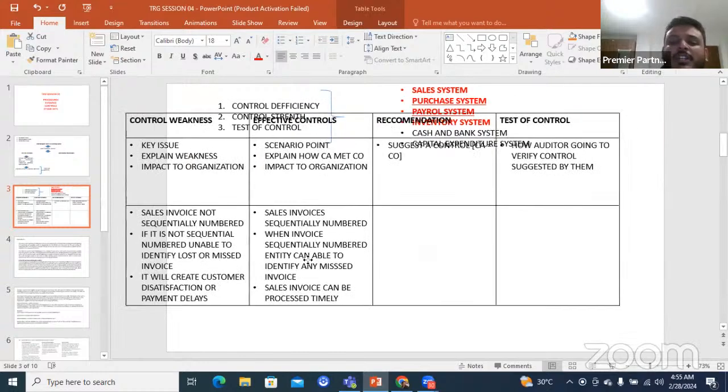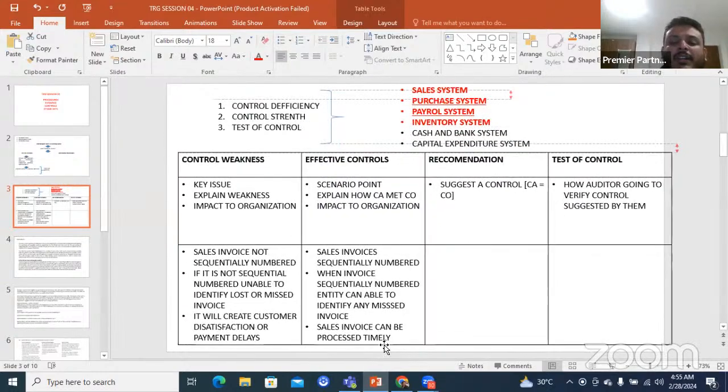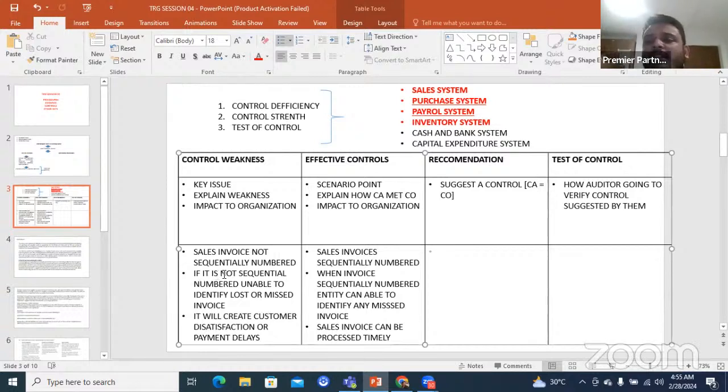Now let's forget about effective control. Just take the weaknesses. For this, I'm going to give a recommendation, right? I said there is a control weakness. Now I'm going to give a recommendation. Recommendation means a suggestion. Here, the issue is invoices are not sequentially numbered. So what is the suggestion? There are 2 types of suggestions that we can give.